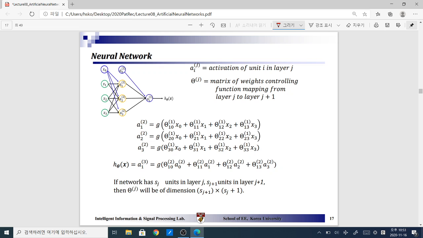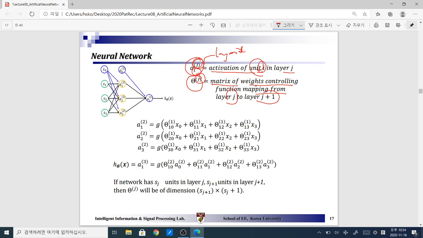Okay, so furthermore, let's look at the computation of how things are happening at each of the layers. Once again, I am going to be using a sub i, with, let's say, j being the superscript, to denote the activation of unit i in layer j. So this one here is the layer number, and this one here would be the unit number. And similarly, you would have the matrix of the weights controlling the function mapping from, say, layer j to that of layer j plus 1.